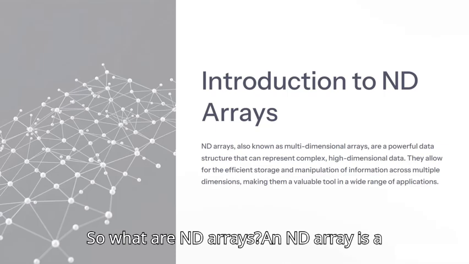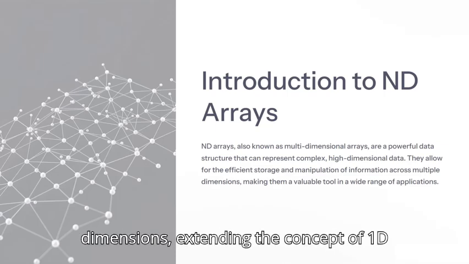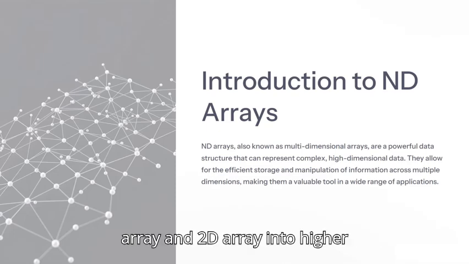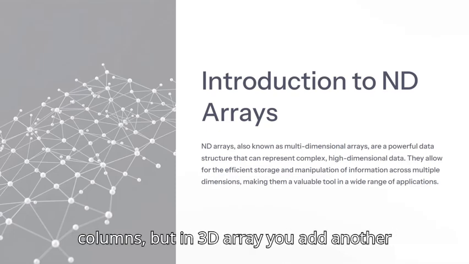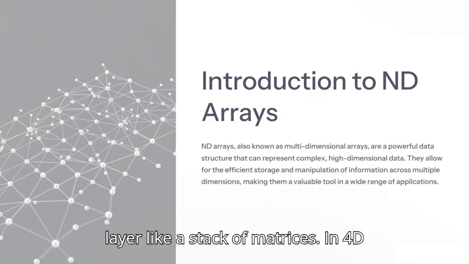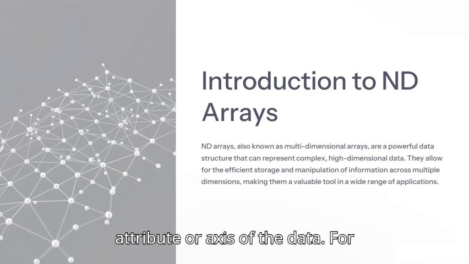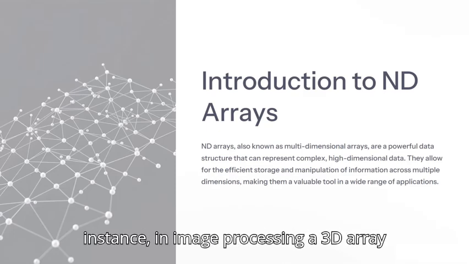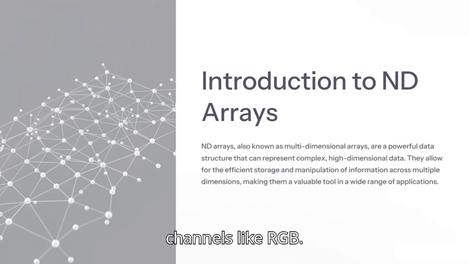So, what is an ND array? An ND array is a generalization of arrays into multiple dimensions, extending the concept of 1D array and 2D array into higher dimensions. In a 2D array, you have rows and columns, but in a 3D array, you add another layer like a stack of matrices. In a 4D array, there is yet another level and so on. Each dimension represents a distinct attribute or axis of the data. For instance, in image processing, a 3D array could represent width, height, and color channels like RGB.